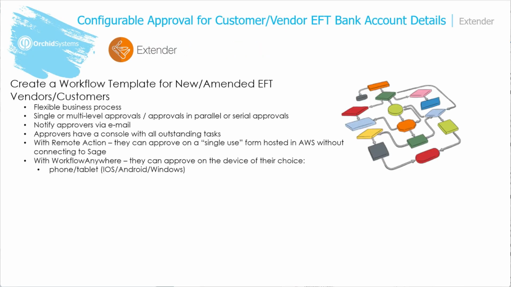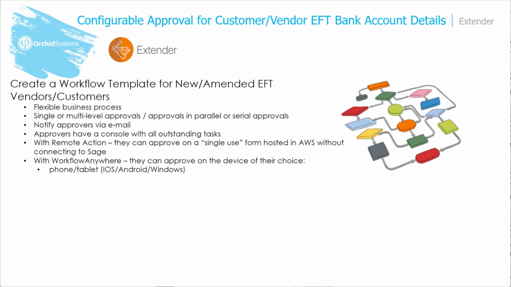Using Extender, we can create a workflow template for new and amended EFT vendors and customers' details. And the template can follow any flexible business process in terms of the approval process. You could have a single level approval or multi-level approvals. You could have approvals in serial, so after Anne approves, then Steve must approve, or 2 approvals or 3 approvals in parallel. So these 3 users need to do the approval, but in any order.